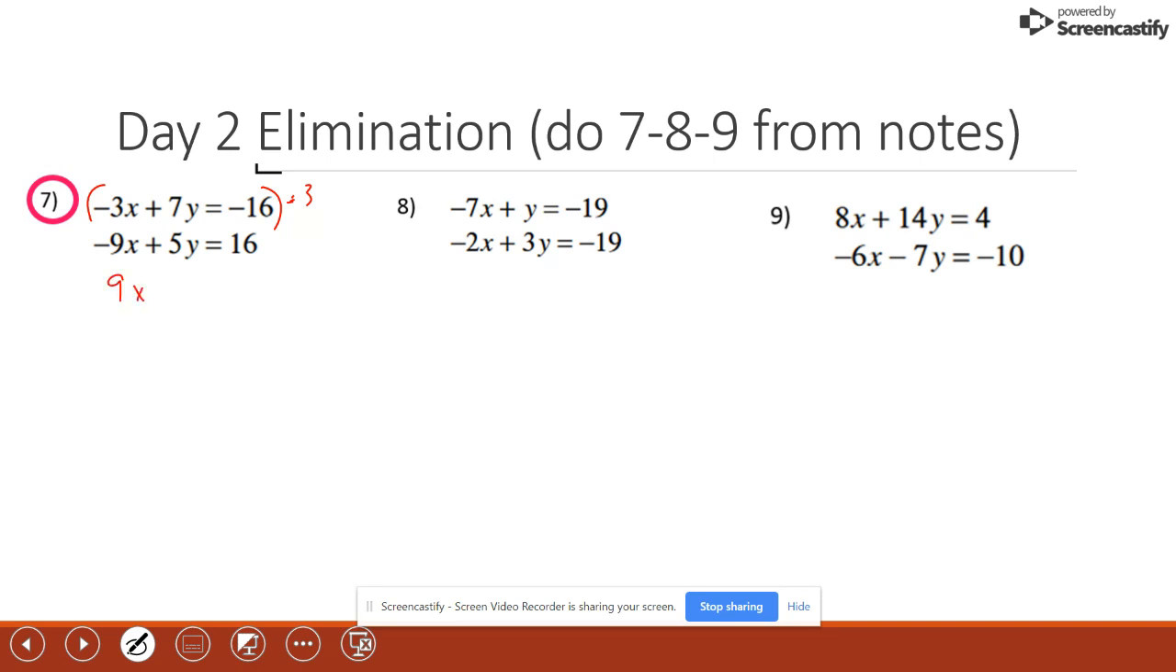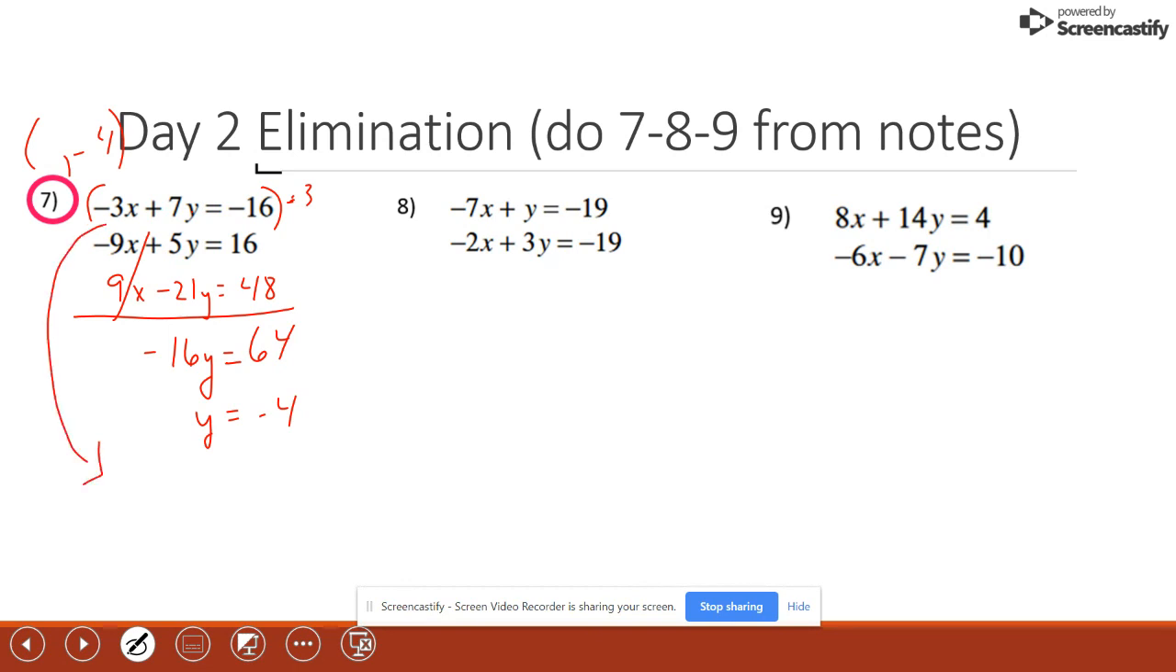9x minus 21y equals 48. Make sure you multiply all three. Now I can add, and I get -16y equals 64. Divide by -16 to solve. So y is -4. That's half my answer. I need to plug it into one of the two equations. I'm just going to use the top one.